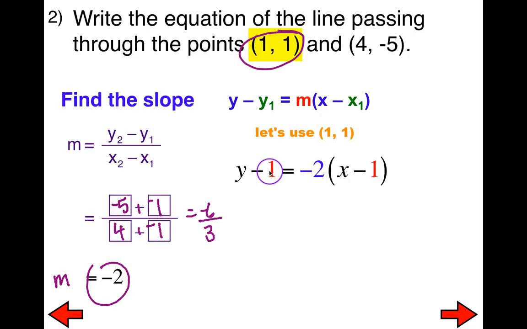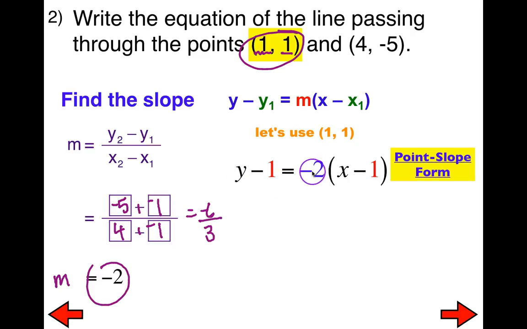So y sub 1 is replaced with 1, slope of course is replaced with -2, and x sub 1 is replaced with a 1. So this here is my point slope form. Now that I have it, again, this is going to be more useful when you get to high school because this form helps you with identifying the vertex of a graph, but we're not going to be using that in 8th grade. But I still want you to be able to recognize when we have point slope form.